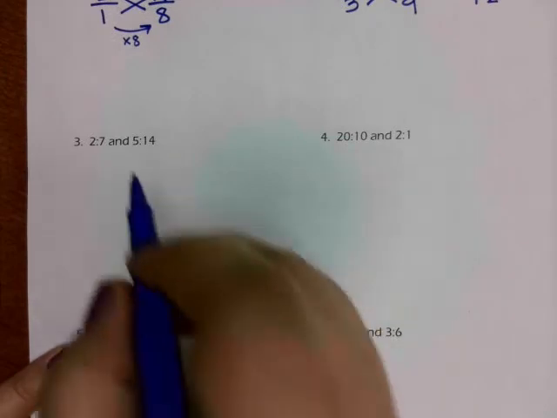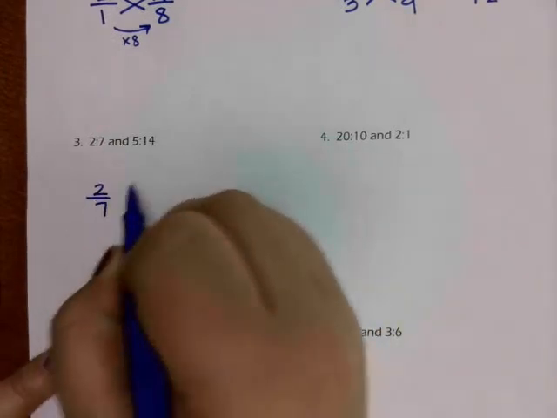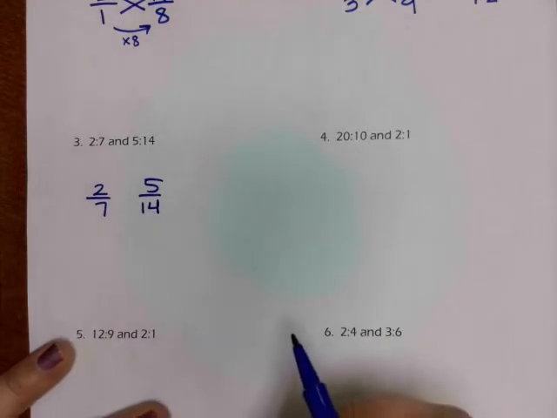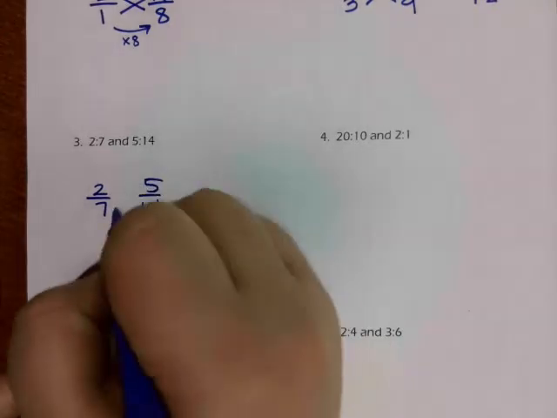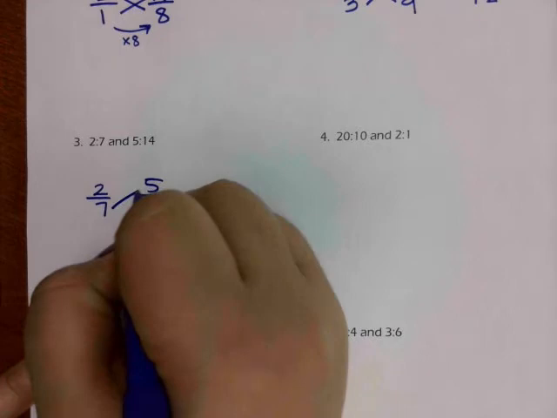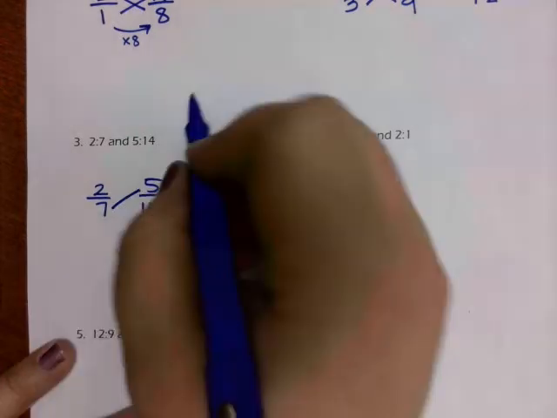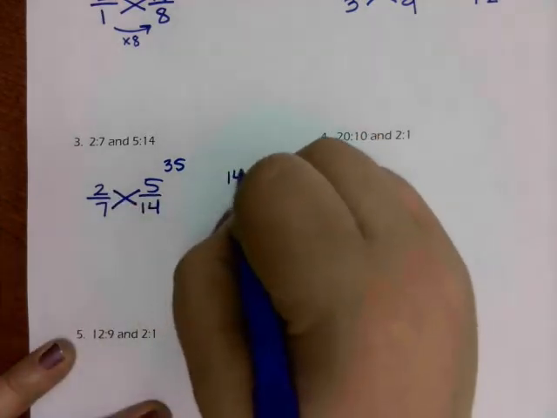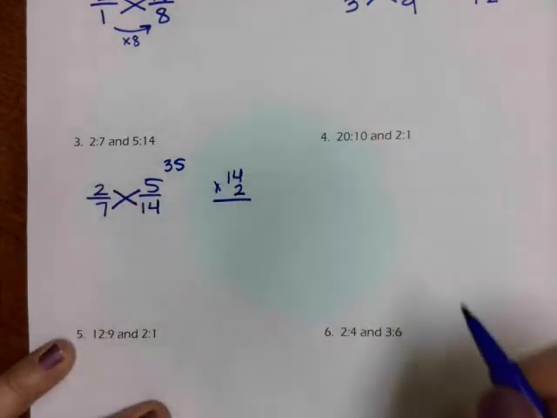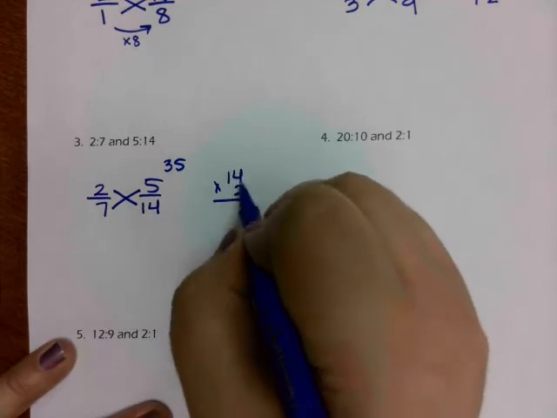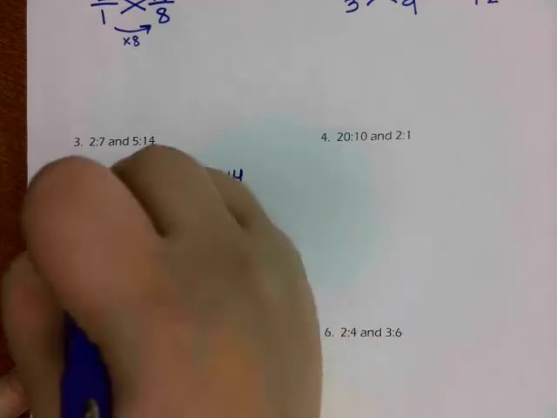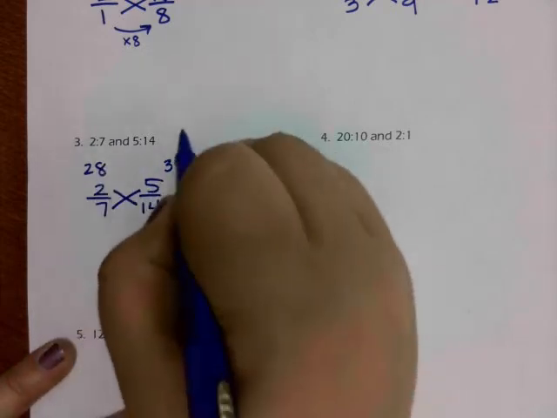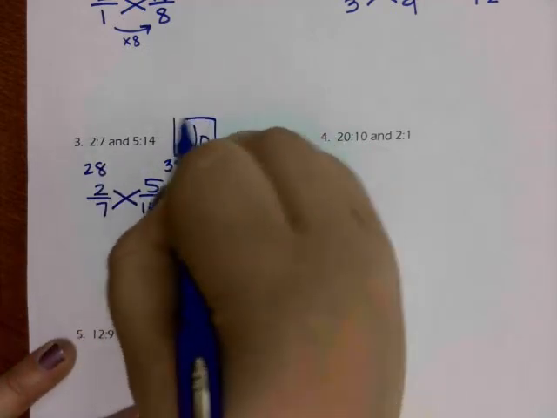All right, number 3, we have 2 to 7 and 5 to 14. So again, I'm going to cross multiply. So I'm going to start with these. 7 times 5 is 35. And then here, we've got 14 times 2. Again, not one that I might know. You could skip count by 2s. That would be pretty easy. 14 times 2, I get 8, and then 2. So 28. These cross products are not the same, so I know these ratios are not equivalent.